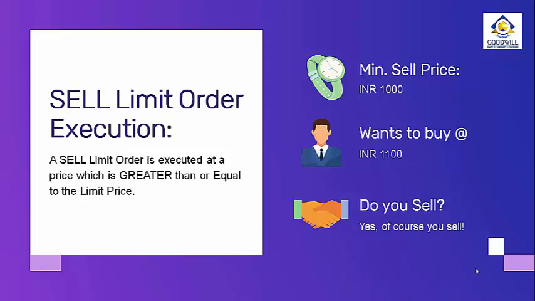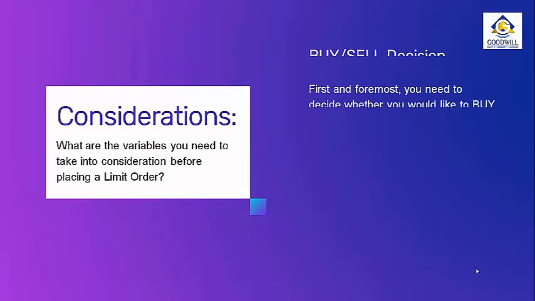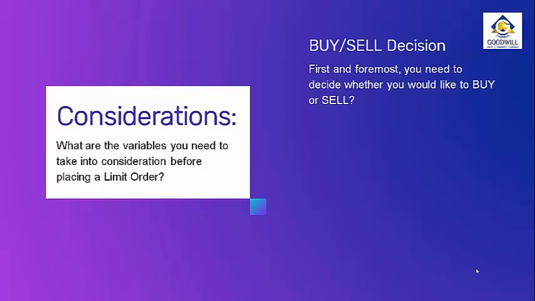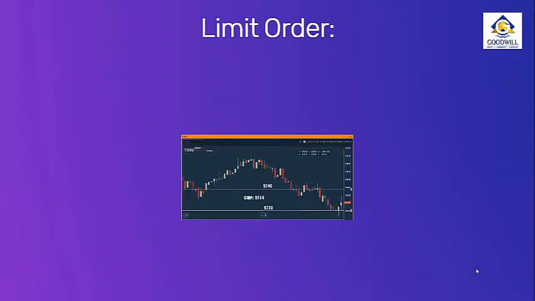Now some considerations before placing a limit order. First off, you need to make your buy or sell decision. Do you buy the script or do you sell that script? Next, you need to settle on a price at which you would like to buy and sell. Thirdly, you need to check the current market price and place your limit buy or sell order accordingly. Why? Let's look at a simple visual representation of limit orders.